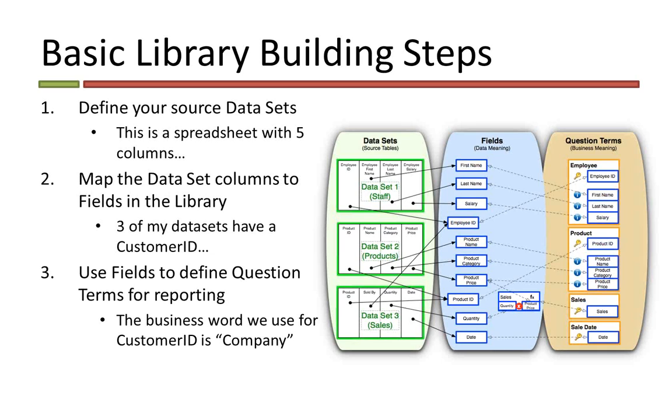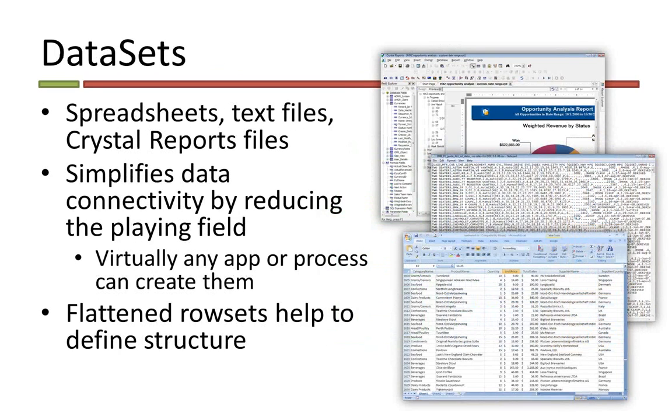hold that information. And then thirdly, we use the fields to define the question terms, the business context and terminology that we use in creating our reports. The third step, the question term step, defines what the end users are going to see when it goes to creating a report. And this is where we start to have those discussions, right? The business term that we use for customer ID is company. We use customer ID to define what we mean by company. So we're going to start to put some context and meaning around the data when we do that.